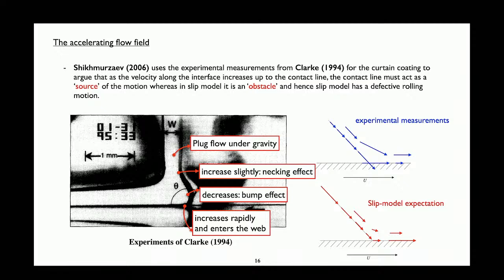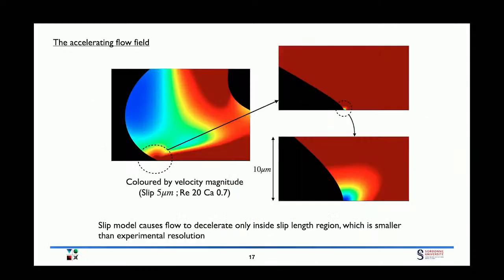However, the slip model predicts that the velocity field should decrease up to the contact line. So this is the prediction by the slip model, and this is the experimental measurement, but we should be careful, this was done at an experimental resolution of around 20 microns. So we will try to explain this accelerating flow field next.